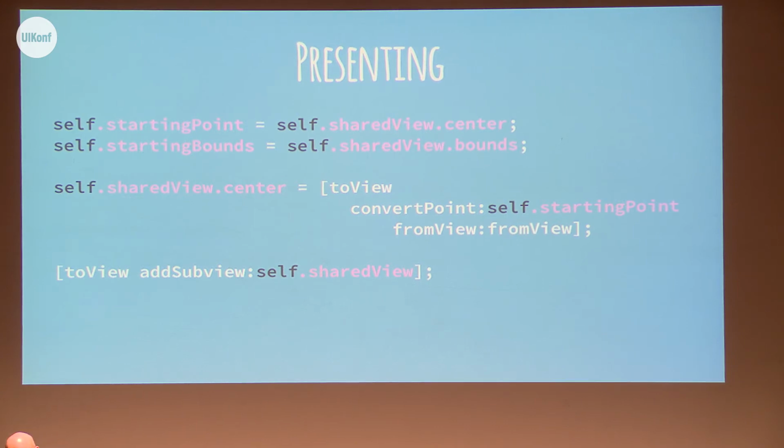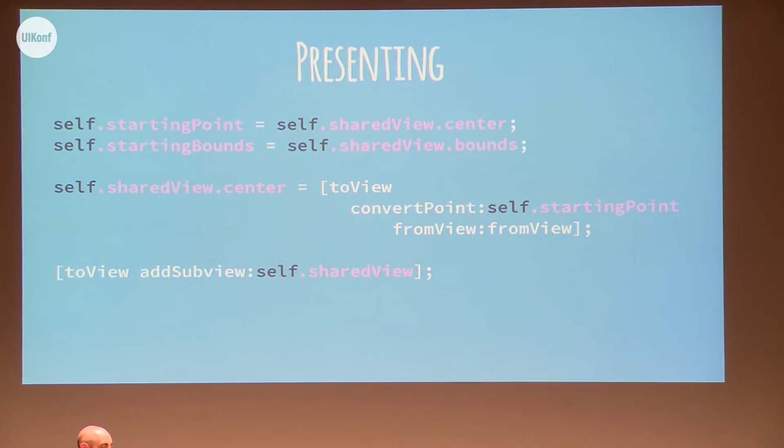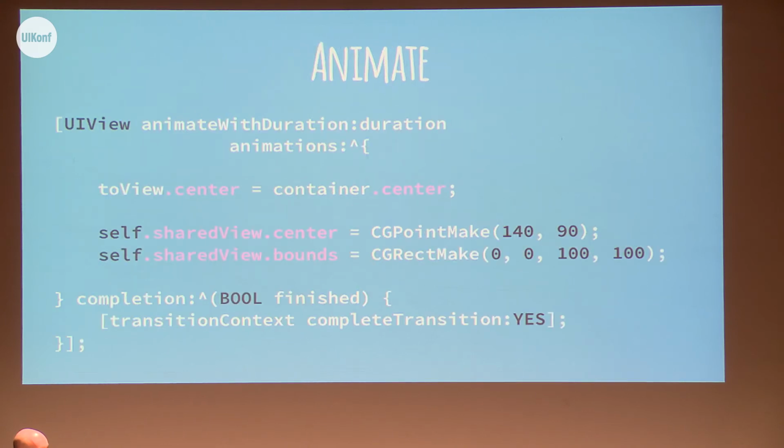This is a little bit of code that would do it. So we have this shared view, right? Say we're back in our animated transition, and we have this shared view, and before we do the presenting, before we animate it, we just save off the starting center and the starting bounds. Then we translate the center to the view it's going to using that convert point from view method, and then we add that shared view over to the new view controller, right? And then we animate it, pretty simple.